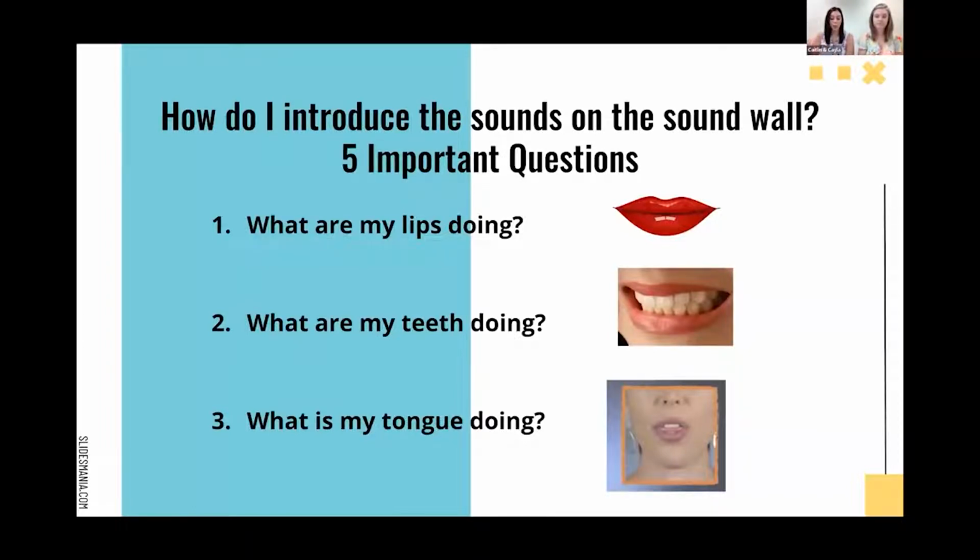Tongue, what is your tongue doing in your mouth? So TH, the digraph TH, the voiceless sound. What is your tongue doing? Is it pressing off of your teeth? Is it in the back of your mouth, on the roof of your mouth? Different things like that.